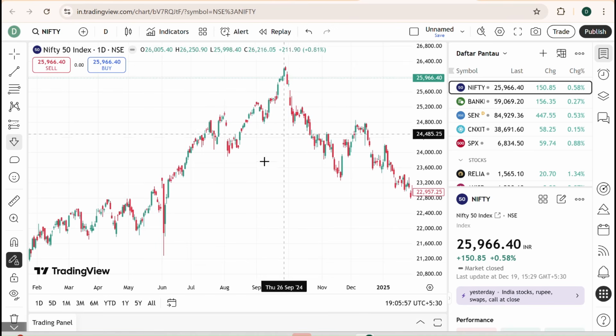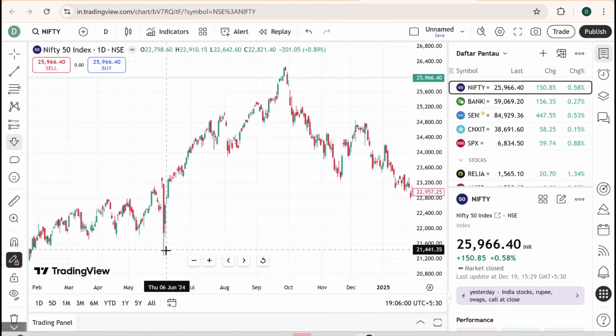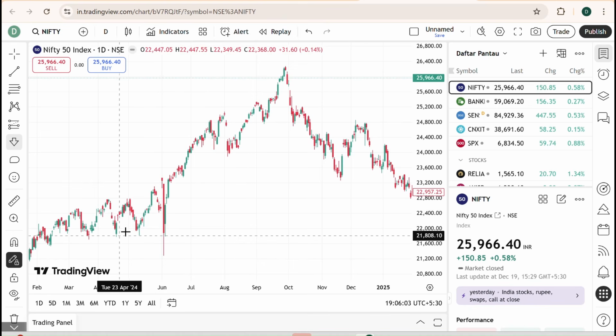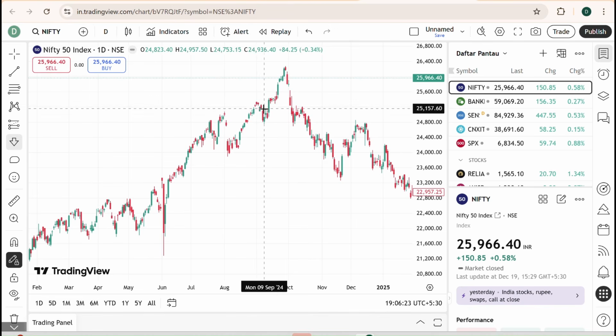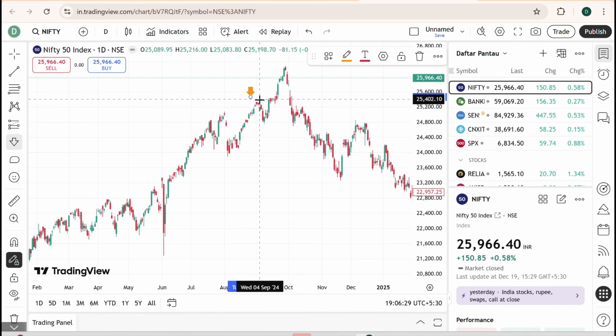So I have shown over here in this graph the rally that we saw from March 2024 to September 2024. It wasn't that the distribution days started coming when the market was falling. All 5 distribution days came during this period when the market was in fact rising. The very first distribution day came on 27th August. Let's just mark it here. The second one came on 4th September, which is here. And the next one came on 6th September, just a day after.